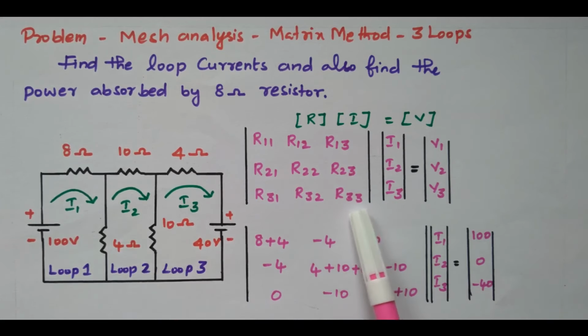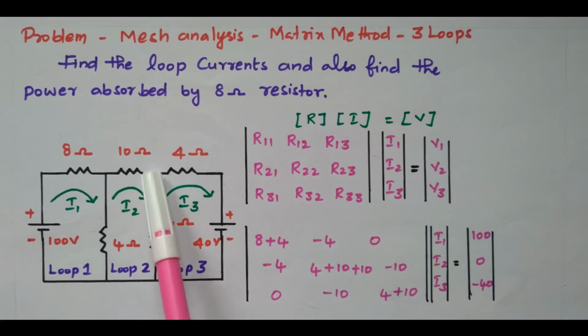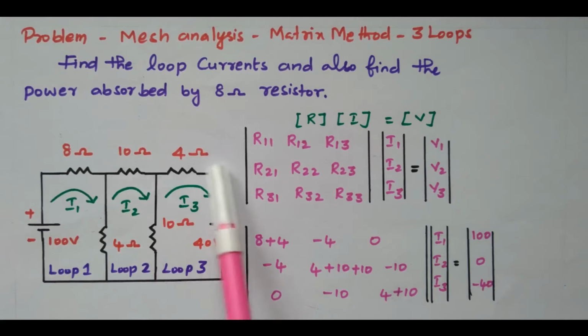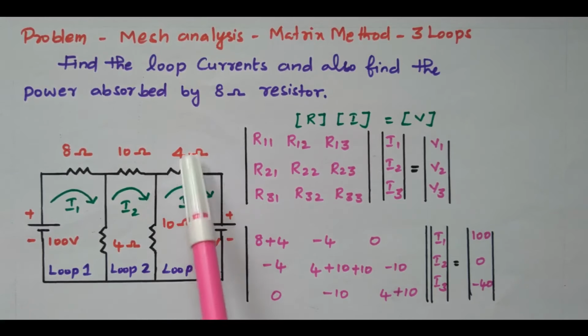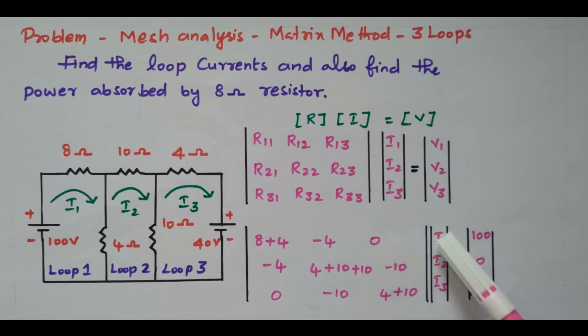Then R33. What is R33? The resistance available in the third loop. What are the resistors available in the third loop? This 10 ohm and 4 ohm. These two resistors are available in the third loop, so R33 is 4 plus 10. Now we have framed the resistance matrix. Diagonals are positive; other than the diagonal, all elements are negative. What is the current matrix? That we need to find: I1, I2, I3. These are the unknown parameters we need to find.